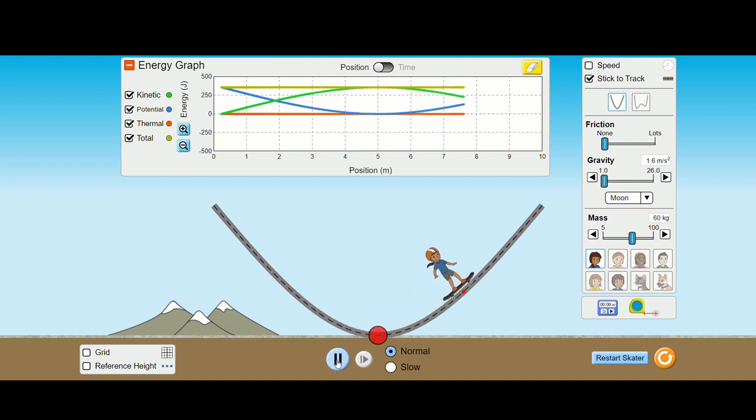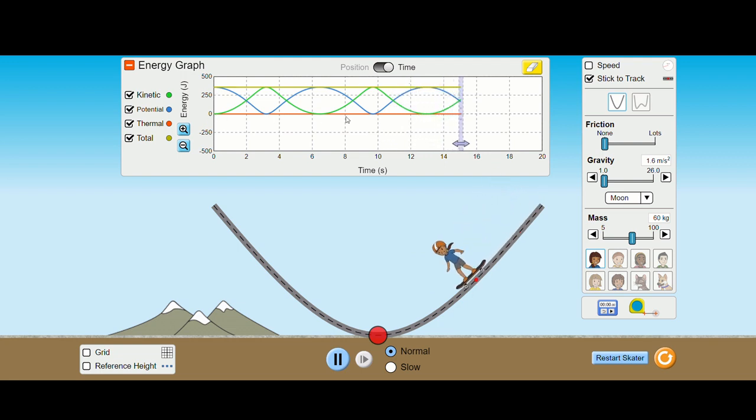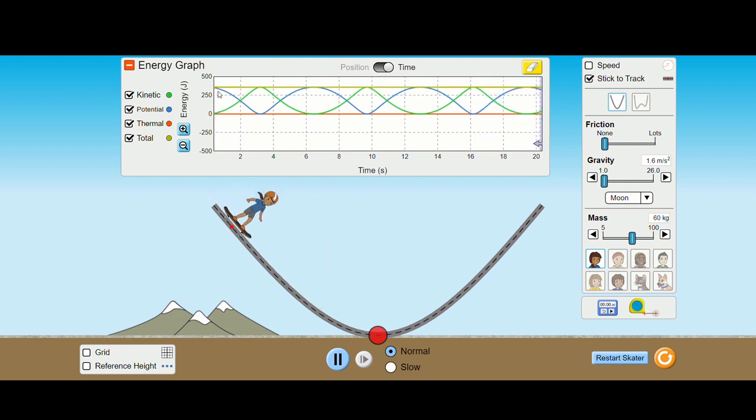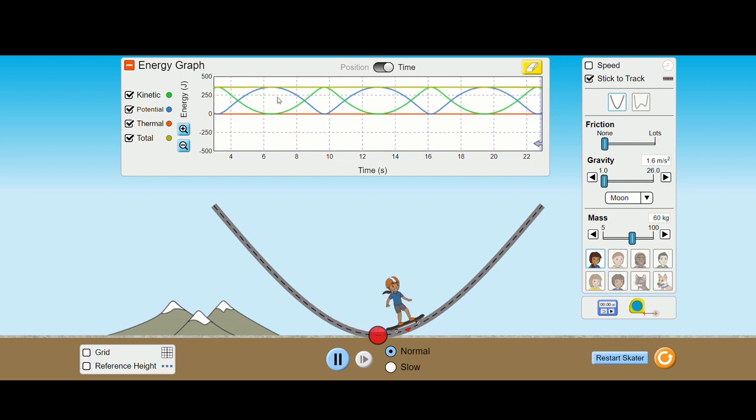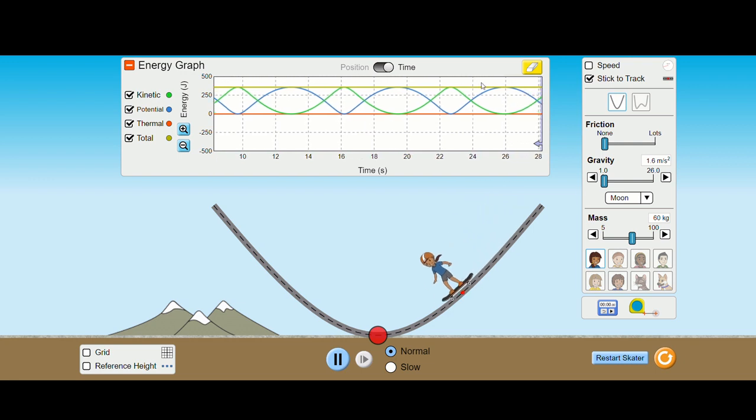Now let us see how the energies change with time. So I am putting this time tab. Okay. Now with time you'll see a sine curve kind of a graph. Again, the total energy will remain constant. The thermal energy is 0, and the kinetic and potential energies are basically opposing sine and cos wave functions. You can see with time how beautifully the graph is moving.